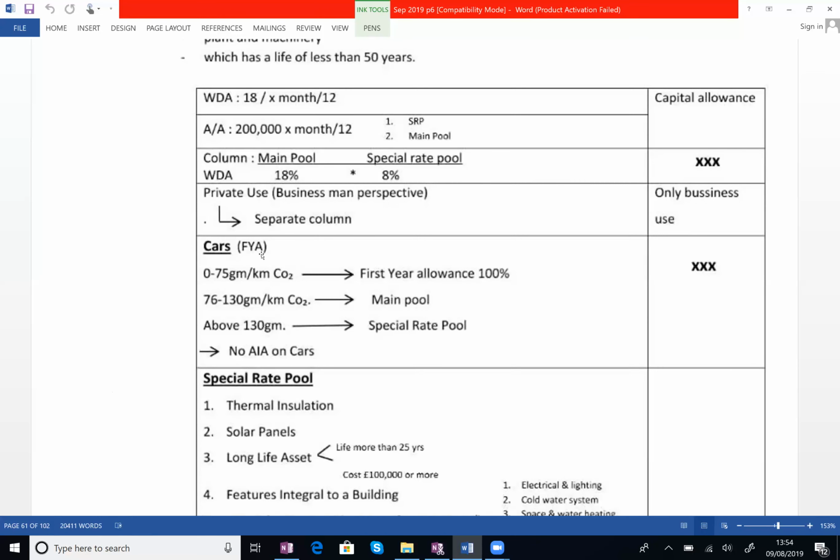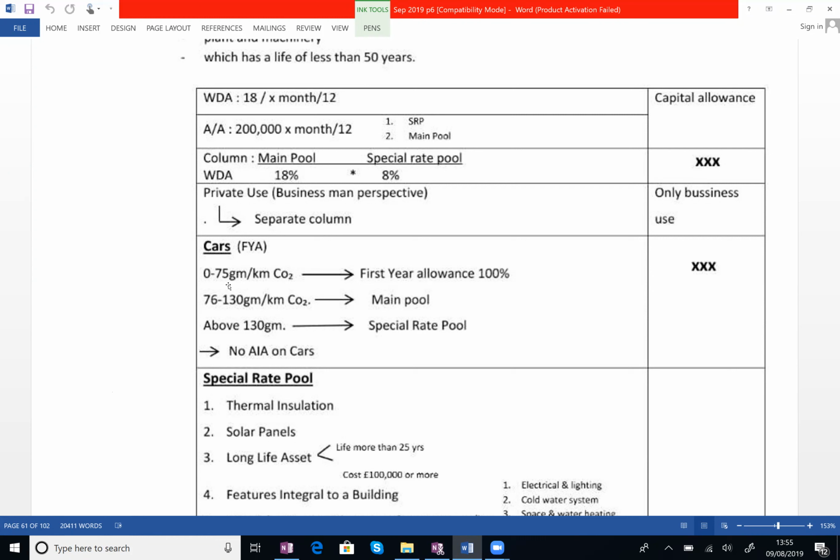Fifth, cars column. Please make some corrections in the car column. In this column, 0 to 75 gram CO2 if car emits, please make it 0 to 50 gram. That is the previous tax year's adjustment, so please make it correct. If your car emits 0 to 50 gram per kilometer CO2, first year allowance FYA 100% is available. In your note, second is 76 to 130. Please correct it. It is 51 to 110 gram.